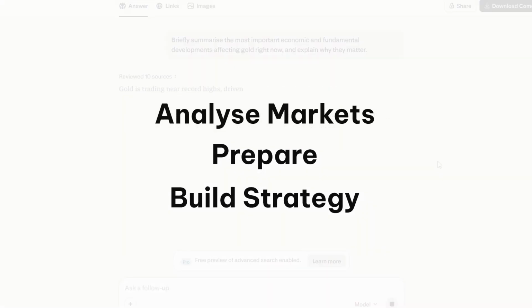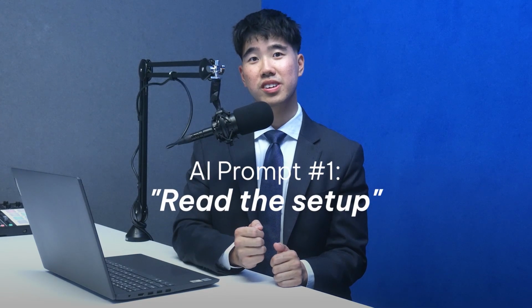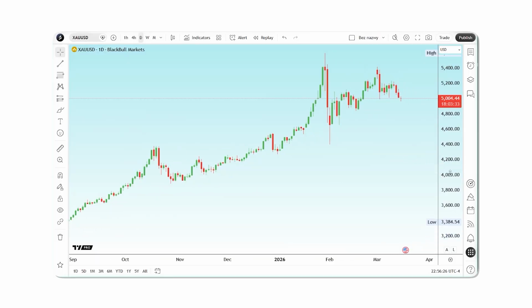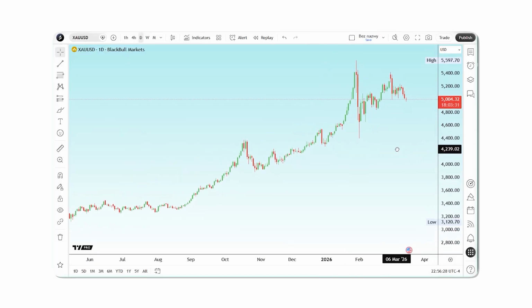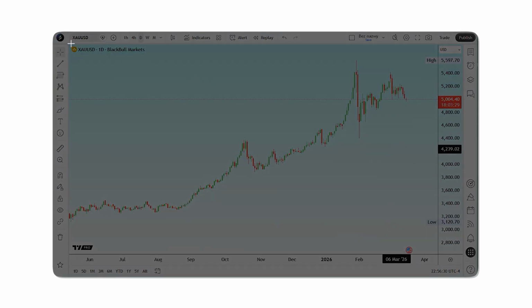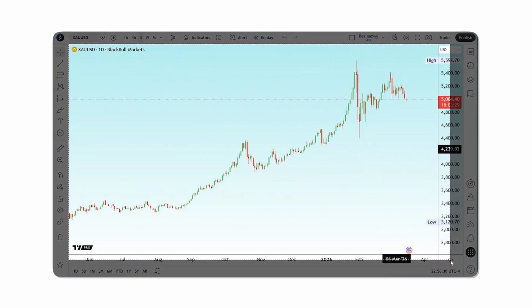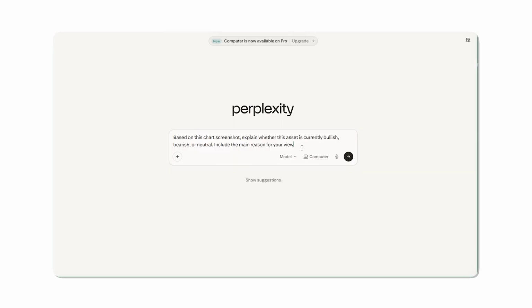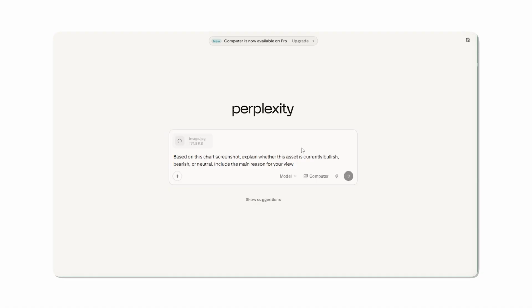There are several distinct ways you can use Perplexity to improve how you analyze markets, prepare for volatility, and build out your trading strategy. The first prompt is to ask the AI to explain whether a setup is bullish, bearish, or neutral. This is useful because it helps you understand the logic behind a market structure instead of just guessing the direction. You can take a screenshot of the chart from TradingView, MetaTrader, or cTrader, then ask it to explain whether the setup looks bullish, bearish, or neutral and why.